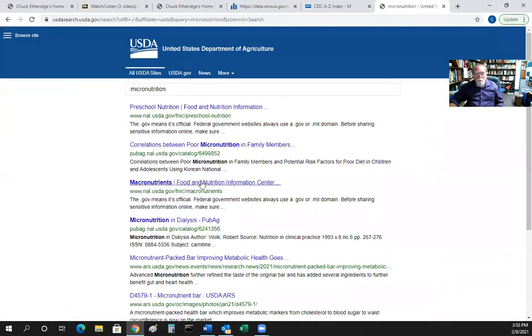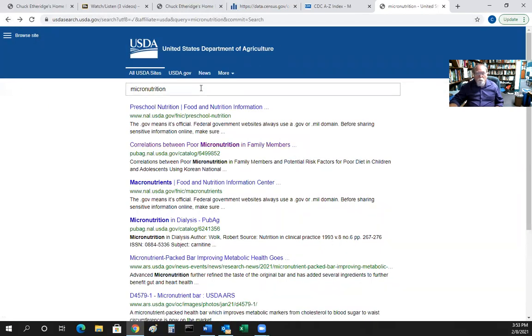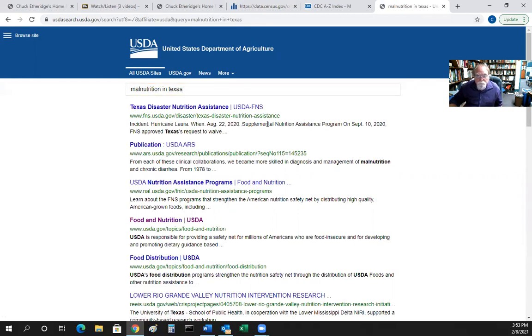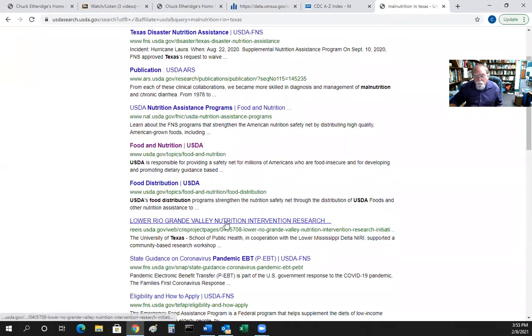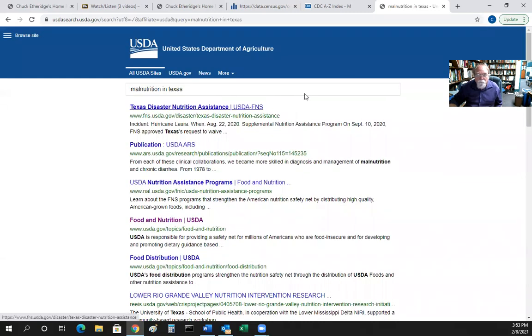And again, macronutrients as well. Food and Information Center, correlation between poor micronutrition and family members. There you go, there's an article about that. And I won't Easter egg through the whole thing, but there's a lot of data about nutrition, malnutrition in Texas. And we have all kinds of lower Rio Grande Valley nutrition intervention research. You have all this information available as well. So there's another source that you can look at as well.